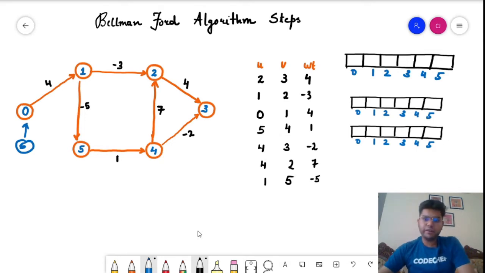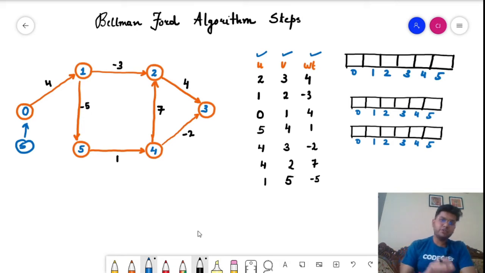Initially we have been provided with the weights and the edges. So this is the starting vertex, the ending vertex, and the corresponding weight. The edges, more precisely, can be in any order. They need not be in increasing or decreasing order. So we have decided the source vertex.